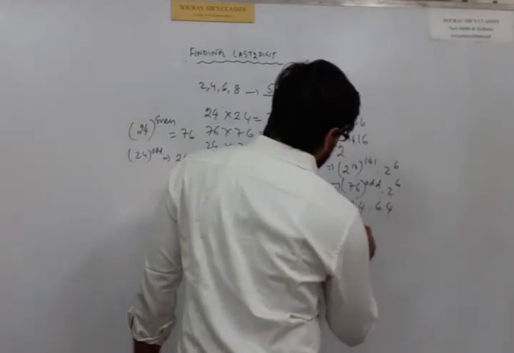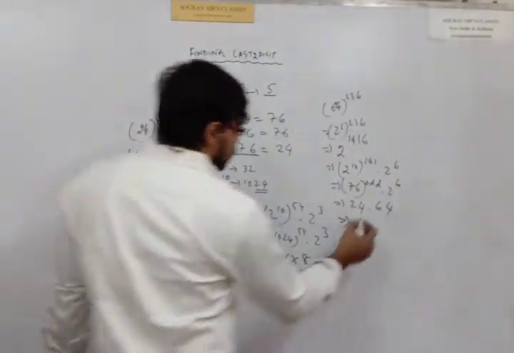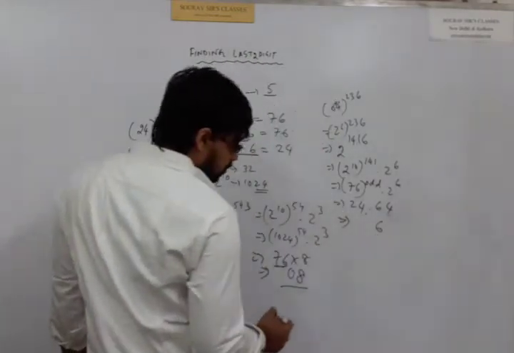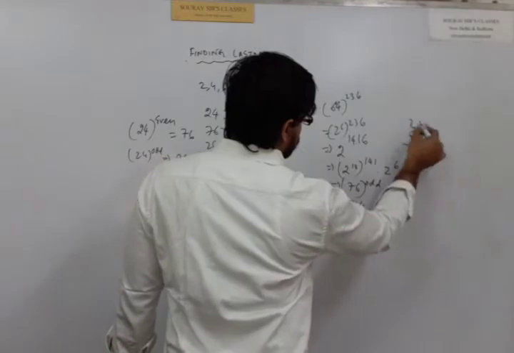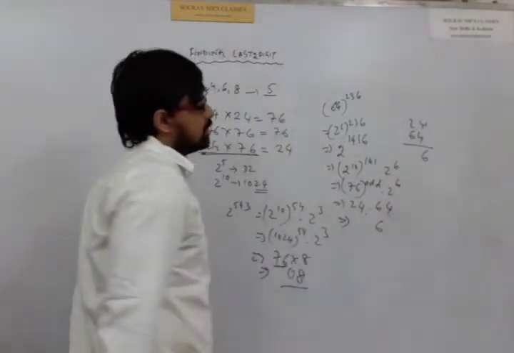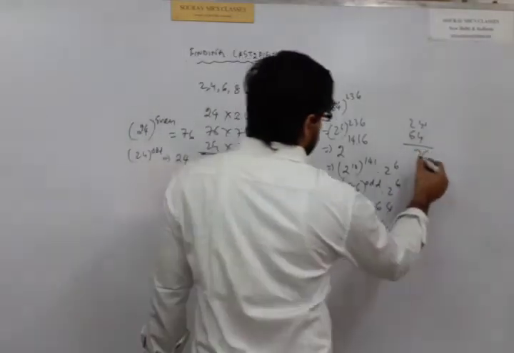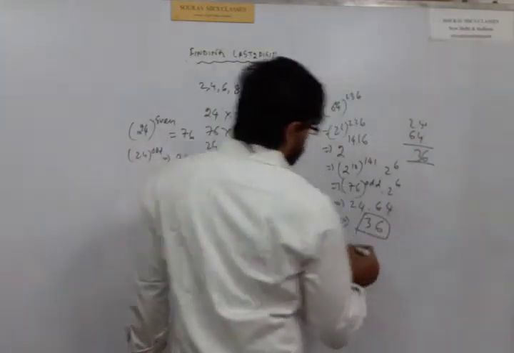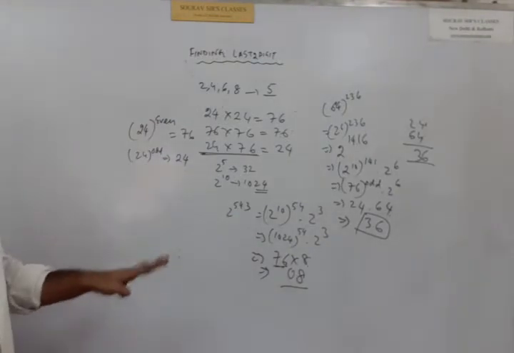So this is 64 into 24. 4 4s are 16. So you don't need to do much, just the last two digits. 4 4s are 16. 4 2s are 8. And 6 4s are 24. So 32 plus 1 is 33. So it ends up with 36. It ends up with 3 and 6. Your job is done.